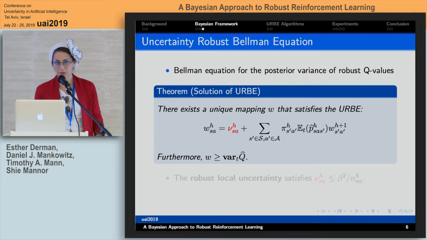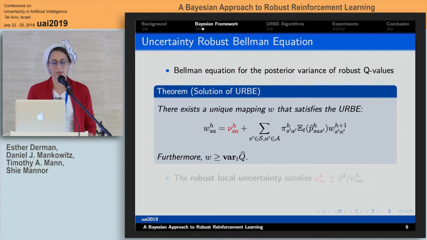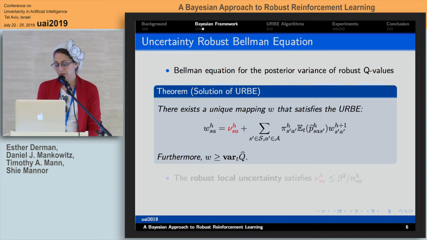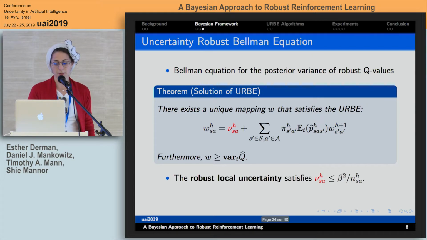So more precisely, this posterior variance is bounded by a quantity that satisfies what we call URBE, uncertainty robust Bellman equation. So here, instead of having the regular reward, we have a quantity that we call the robust local uncertainty in s, a. And if the prior is Dirichlet, we can show that it is bounded by a positive constant divided by the visit counts. So this Bellman recursion and this bound enable us to estimate the variance, and we will use this as an exploration bonus when doing robust reinforcement learning.